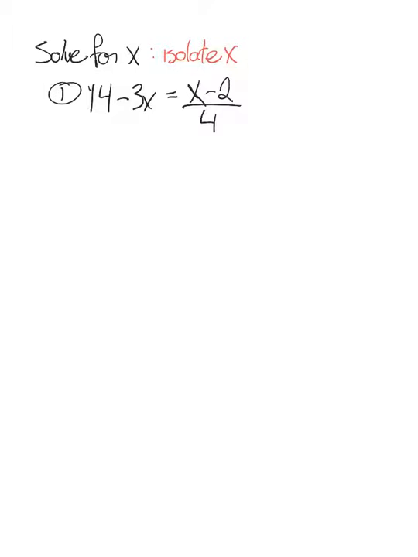So we see that it's broken up into two halves. There is the 14 minus 3x, and there's also x minus 2 all over 4. So in order to do this, our first step, I'm going to call it step A, is to get rid of the fraction. And how do you get rid of fractions? You would multiply both sides by 4. And we'll see why right away.